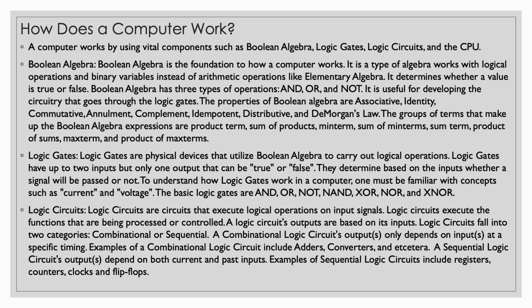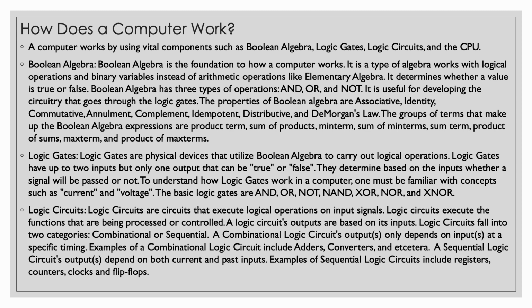It's a type of algebra that we use with logical operations and binary variables that have three different types of operations: the and, the or, and the not operations. It's useful for developing the circuitry that goes through the logic gates. And the properties of Boolean algebra are associative, identity, commutative, annulment, complement, idempotent, sorry, distributive, and De Morgan's law.